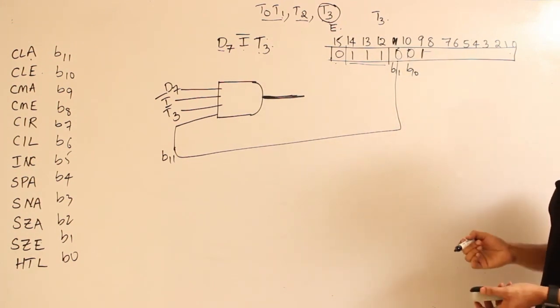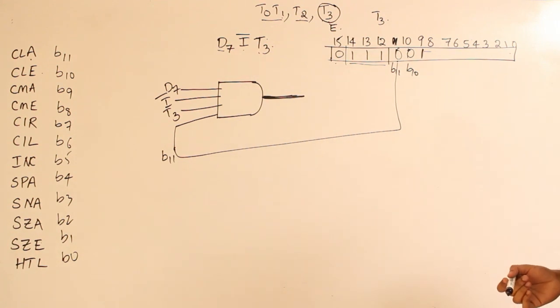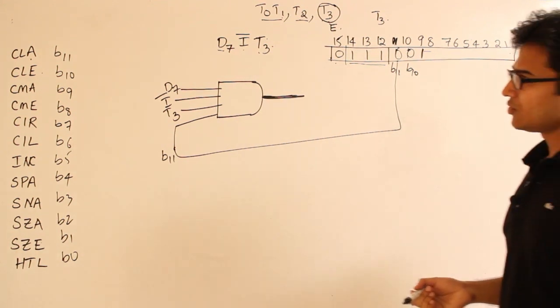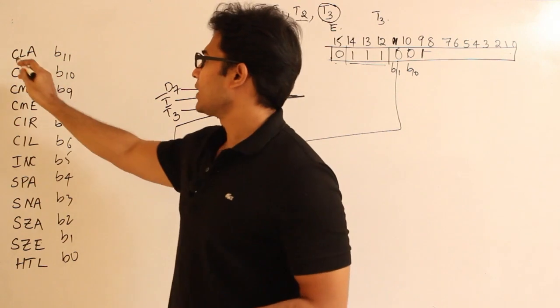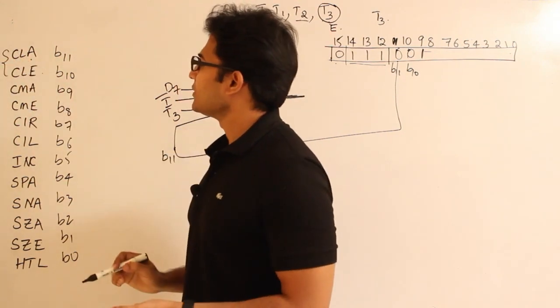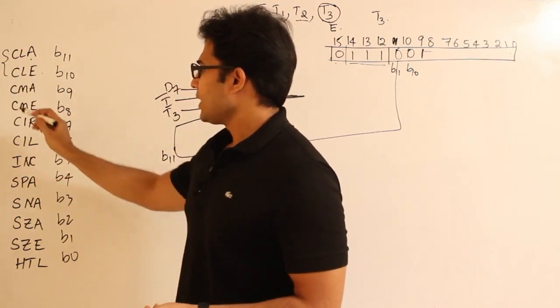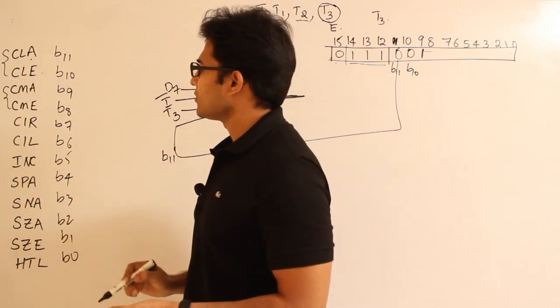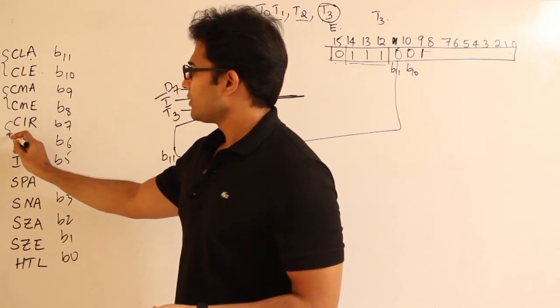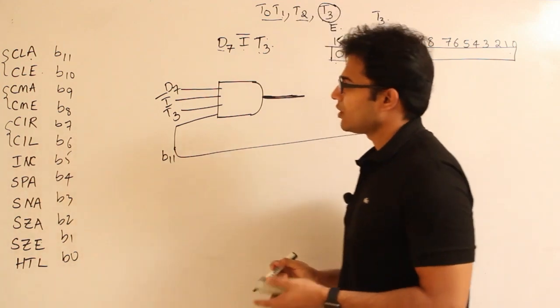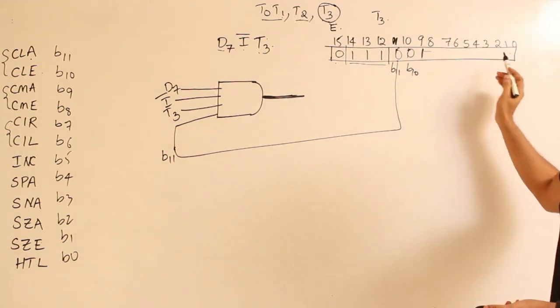And next one is CMA. The first two are clear. CL means these two are clear. These are used for clearing the accumulator and clearing E, and these two are complementing the accumulator and complementing E, and this is circular right and circular left. So correspondingly, how do we identify them is just by looking at these bits.